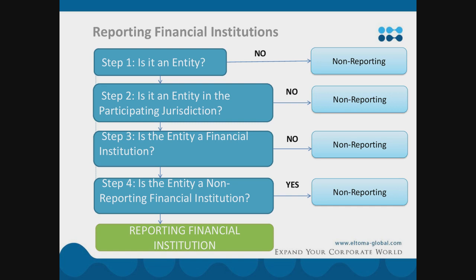Step one is to decide whether this organization is an entity. If this institution is not an entity, it's automatically a non-reporting financial institution. If the institution is an entity, then step two is to decide whether it is an entity in the participating jurisdiction. If no, then automatically it's a non-reporting financial institution. If yes, then we move on to step three. Is the entity a financial institution? If no, then it automatically means that the institution is non-reporting. If yes, then we move on to step four. Is the entity a non-reporting financial institution? If yes, then it is a non-reporting financial institution. If the answer to step four is no, then we have the reporting financial institution.